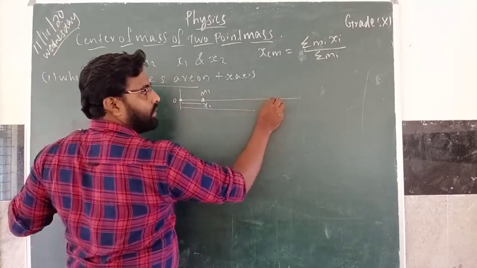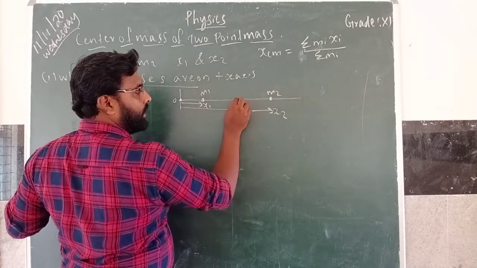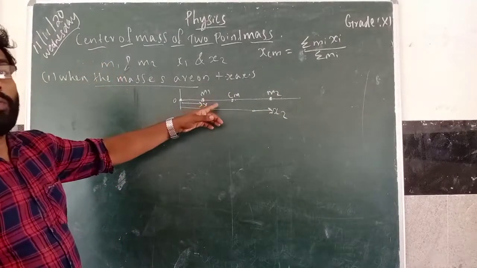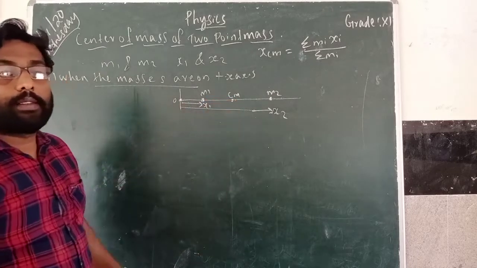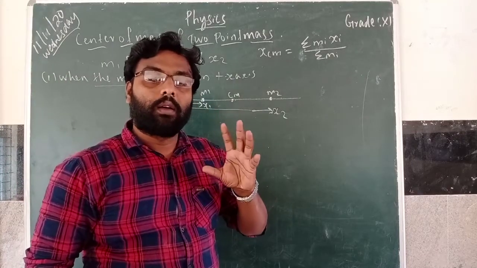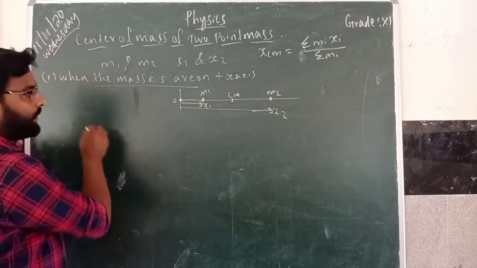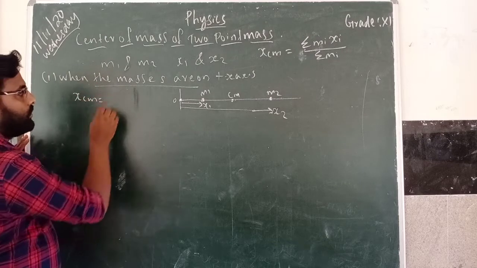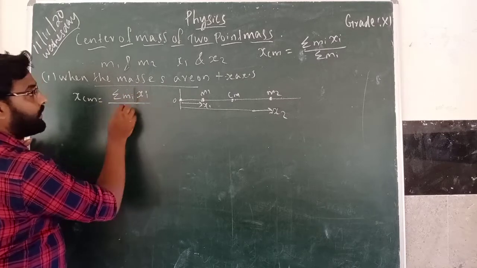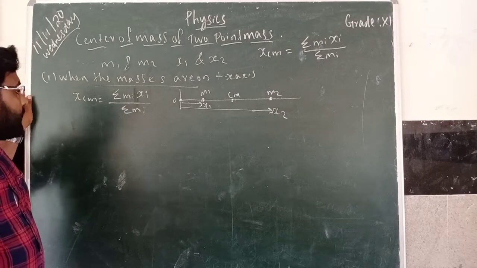Mass M2 is kept at a position x2, and we are finding the center of mass. You are choosing an x coordinate system, and the particles M1 and M2 are at the positions x1 and x2. Now you can find the center of mass by using the basic formula: xcm equal to sigma mi xi by sigma mi.